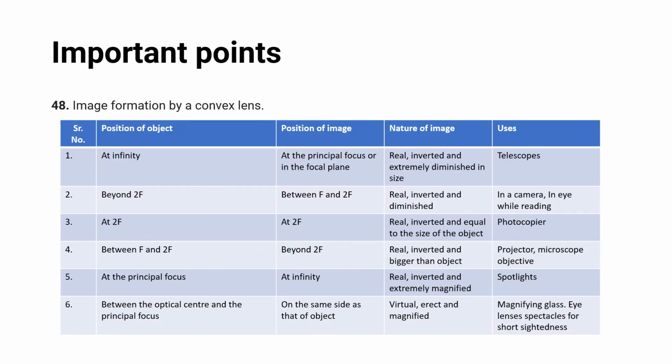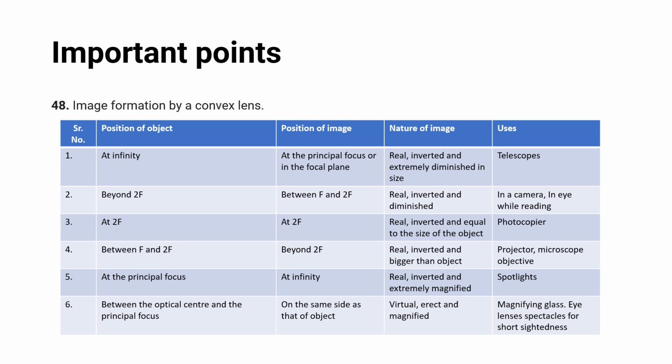Image formation by convex lens. Position of object at infinity, the image at principal focus or in the focal plane. The nature of image will be real, inverted and extremely diminished in size, and the uses in telescopes. If the position of object is beyond 2f, the image will be between f and 2f and will be real, inverted and diminished. The uses in camera and in eye while reading.